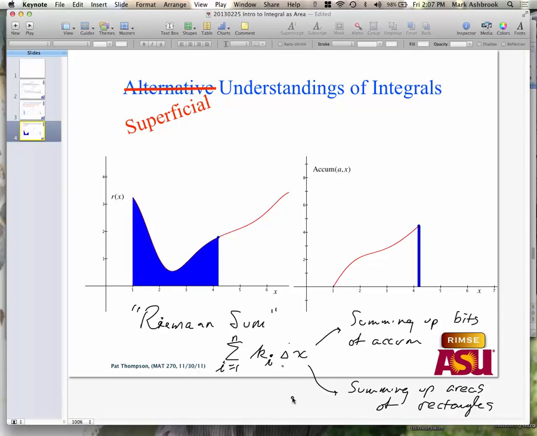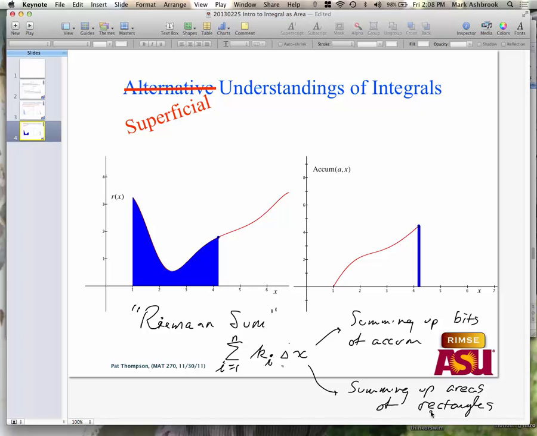Okay. So now it also means summing up areas of rectangles, so this would be an approximate accumulation. So this would be an approximate area, or actually now difference of areas, an approximate difference of areas. All the area above the x-axis gets added in. All the area below is subtracted. Okay? So that now has two meanings for us.